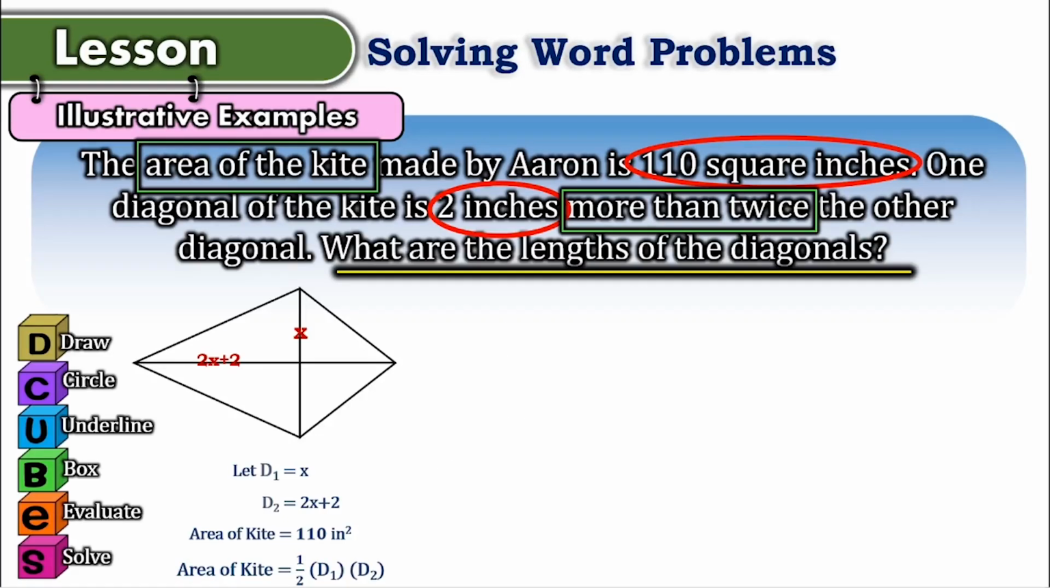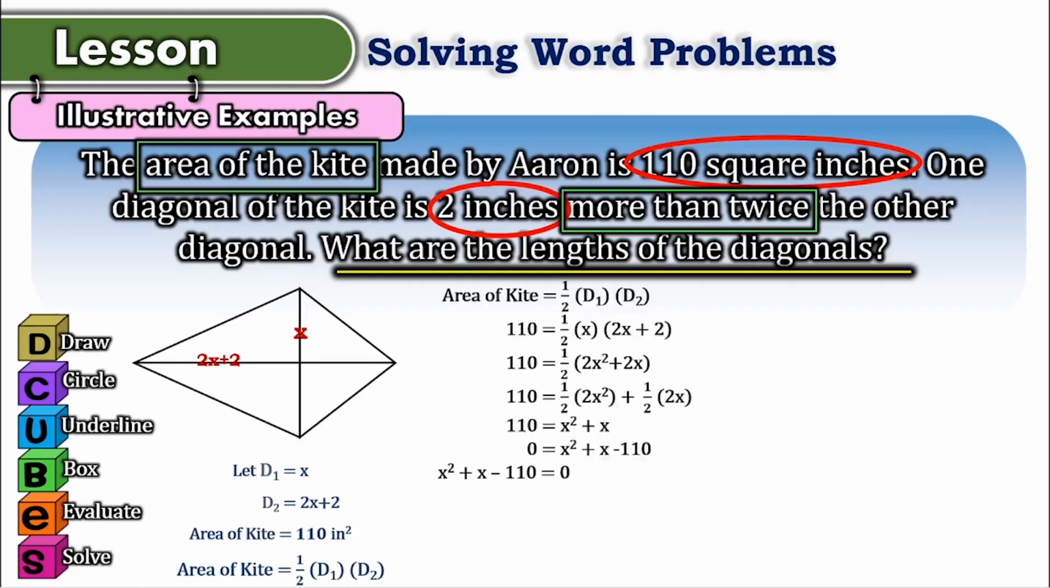Let's solve. Area is equal to half the product of the lengths of diagonal 1 and diagonal 2. Thus, 110 is equal to 1/2 x multiplied to 2x plus 2. Simplifying this equation, we are able to get an equation which is quadratic in nature. X squared plus x minus 110 is equal to 0. Solving for x by factoring method, we have 2 answers. X is equal to negative 11 and x is equal to 10.